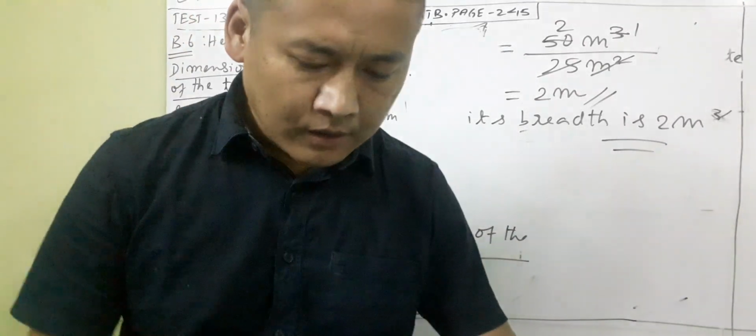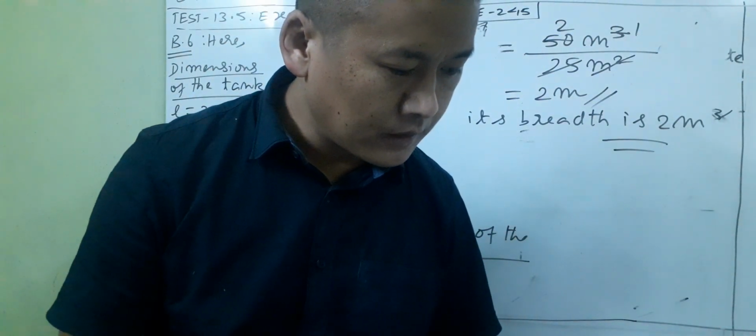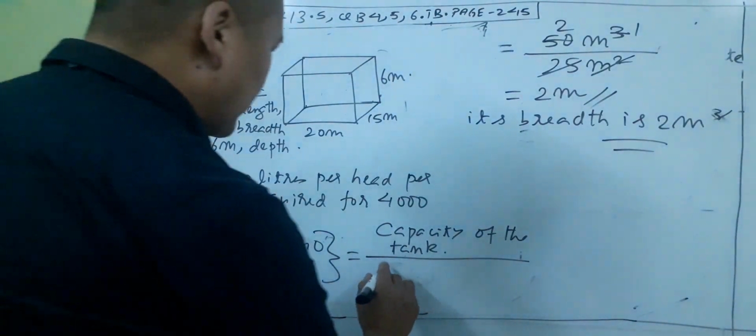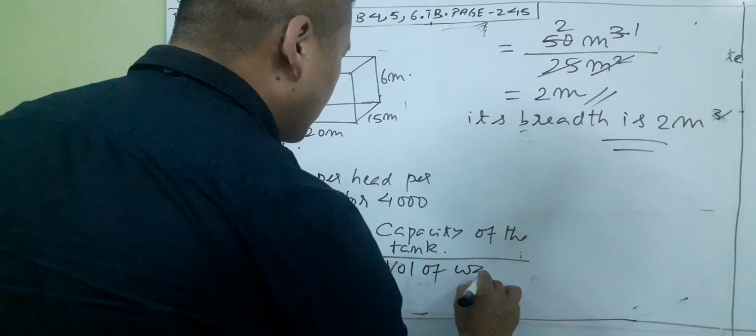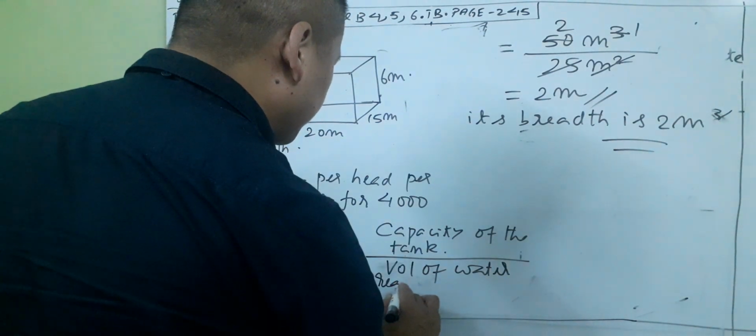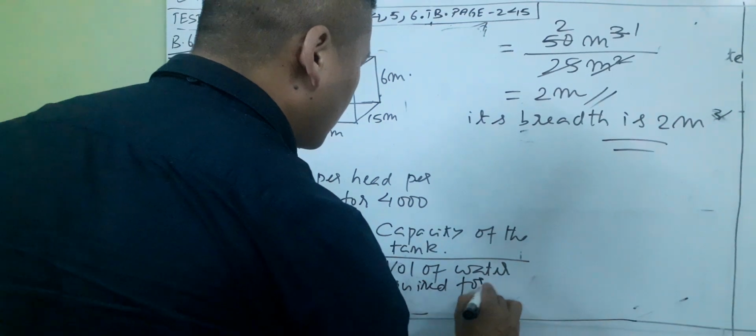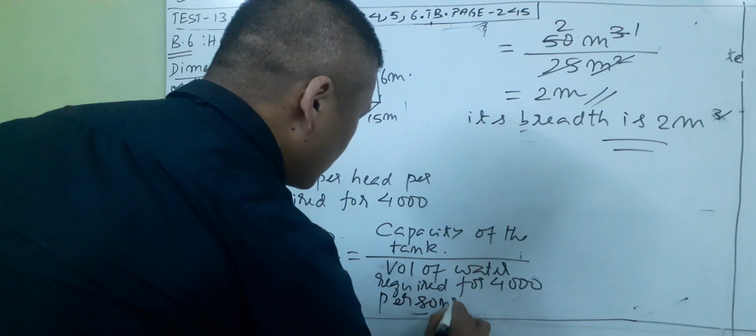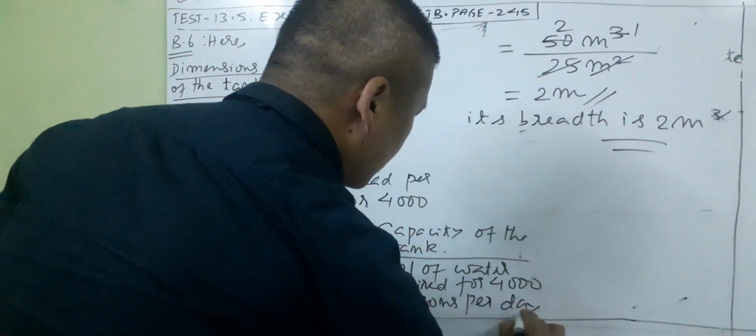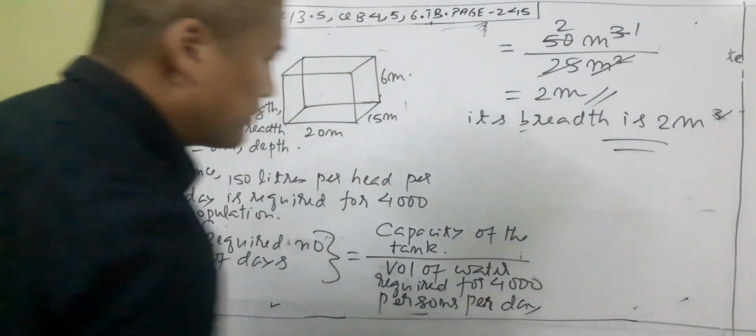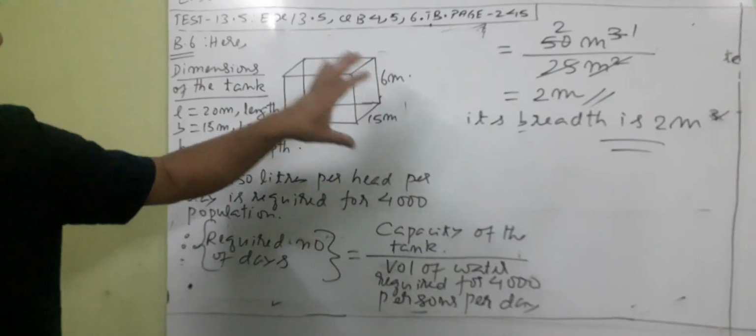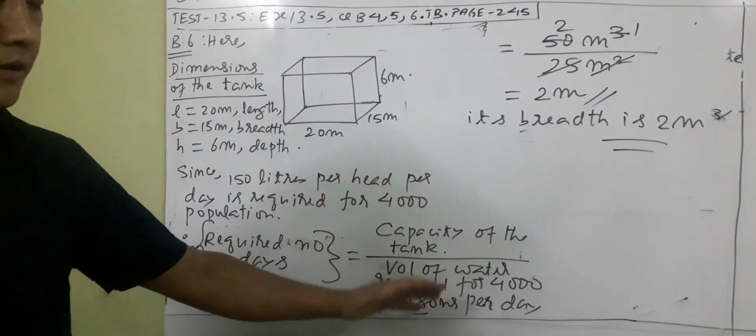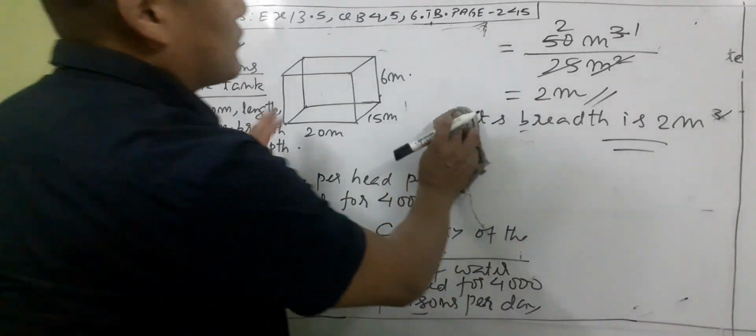You can write down capacity or volume of water required for 4,000 persons per day. Volume of water required for 4,000 persons per day. Total volume of water in the full tank divided by volume of water required for 4,000 people for 1 day. That will give you the required number of days this water will last.